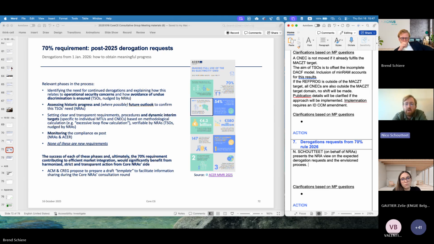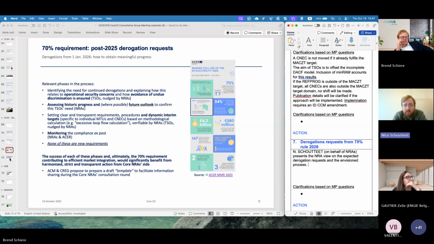We want to ensure that these dynamic targets are calculated and implemented and upheld by the NRAs everywhere where derogations will continue to apply. And then finally, we have the monitoring of the compliance ex post. So as you may know, any regulator that is responsible for the TSO in a member state which does not have an action plan is also responsible for monitoring the compliance with the 70% requirement, either with or without the derogation.